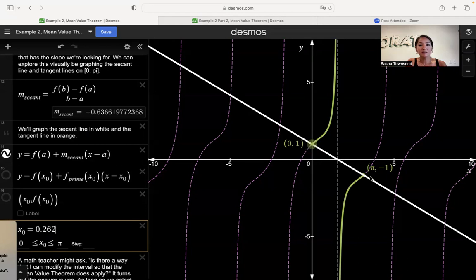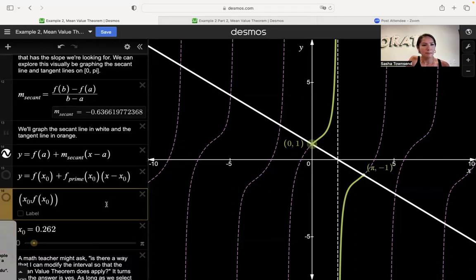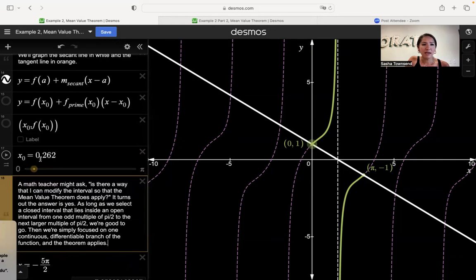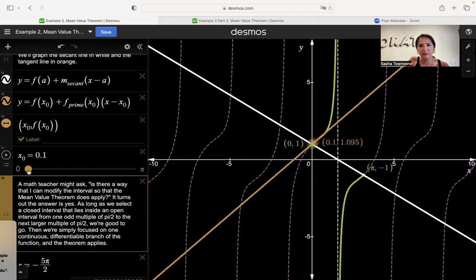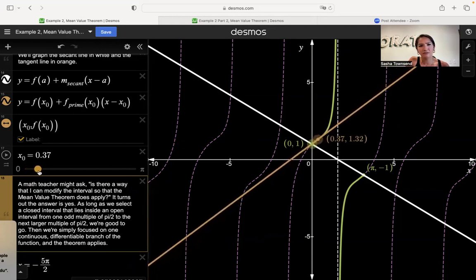Well, since the mean value theorem doesn't apply, we don't know. I mean, there might be a point that has the right slope, or there might not be a point that has the right slope. So we can explore that visually by graphing some tangent lines on the interval from 0 to pi. And notice what happens as x increases between 0 and pi. All of those slopes are positive.